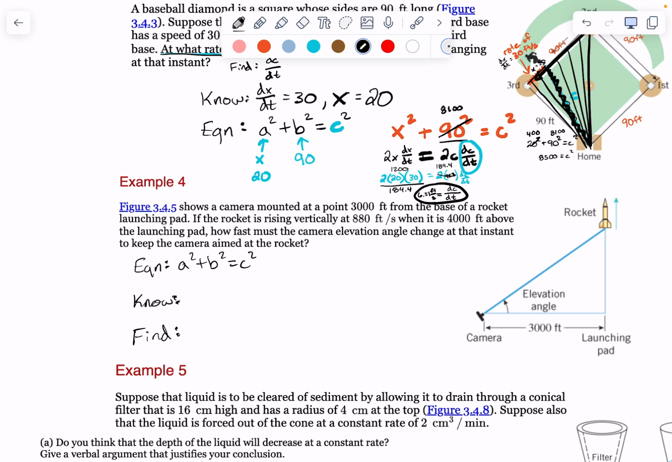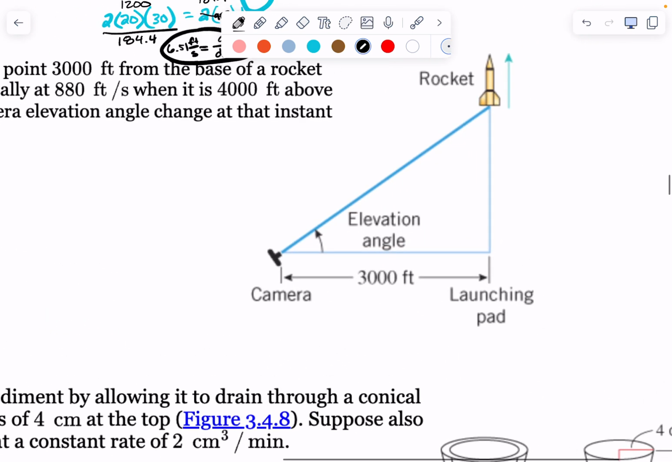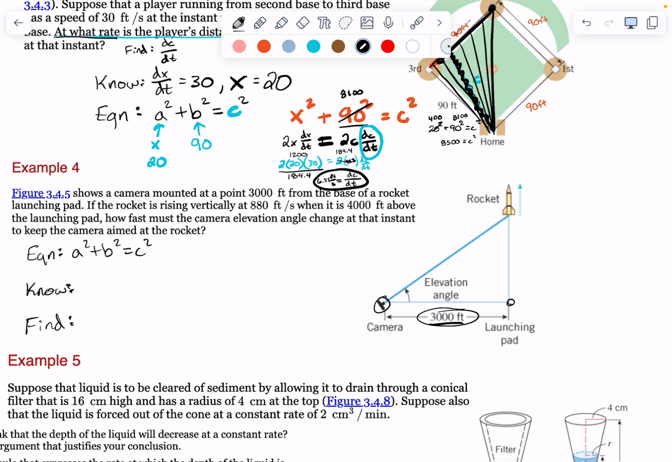All right. This figure shows a camera that is mounted on a point that is 3,000 feet from the launching pad. Is that 3,000 feet going to change? No. Like this camera will stay here. The launching pad will stay there. This is not going to change. Okay? So keep that in mind. If the rocket is rising vertically at 880 feet per second. 880 feet per second. Okay?